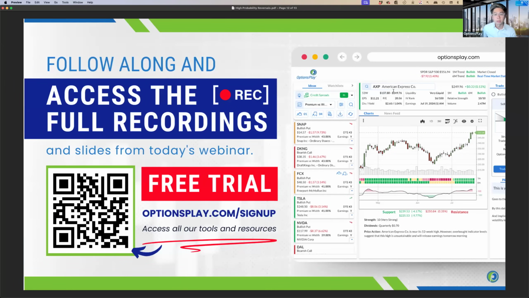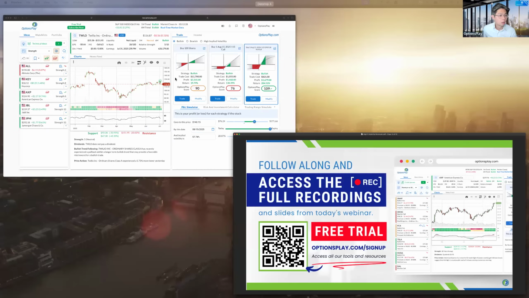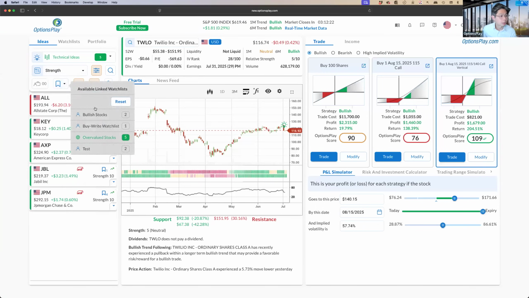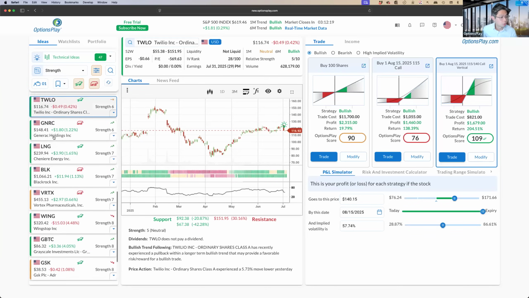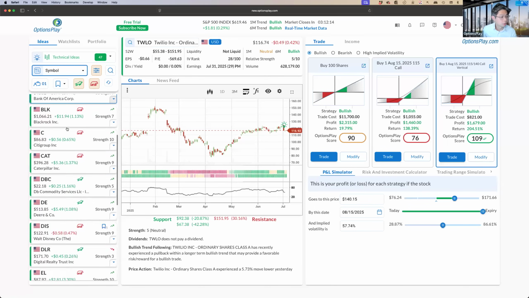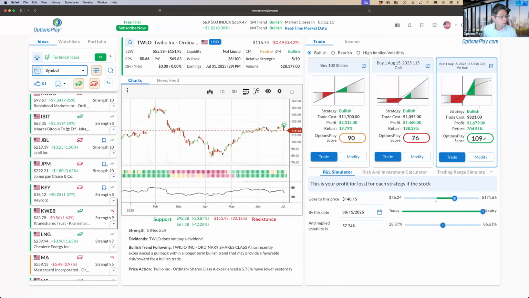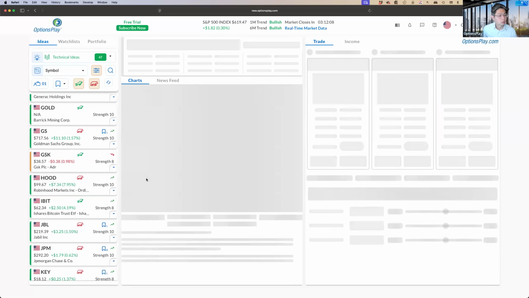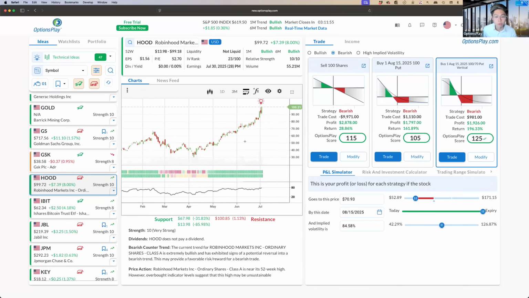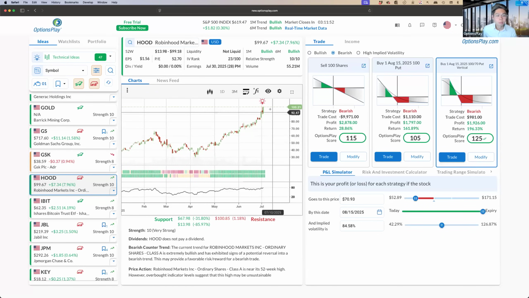Can you explain why there's a bear signal on Hood if it's not a reversal trend? I'm not sure I understand the question, but let me see. Let's go back to the Hood one, or Robinhood. Let's go back to symbol, it'll make it easier to find. What was Robinhood's symbol? Robinhood generated a bearish counter trend signal. So the question is, can you explain why there was a bearish signal if it was not a reversal trend? I'm not sure I understand what you mean by that.